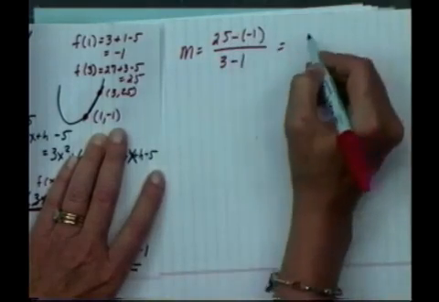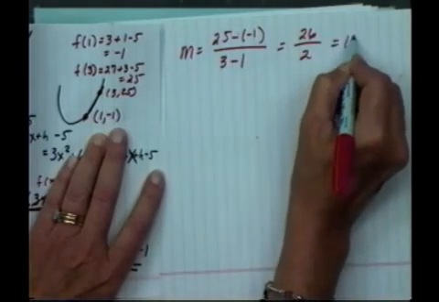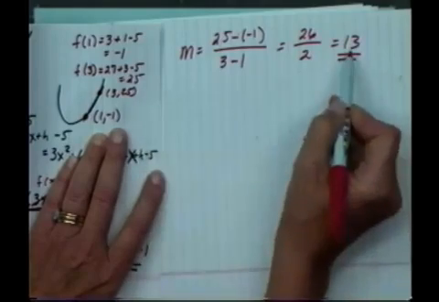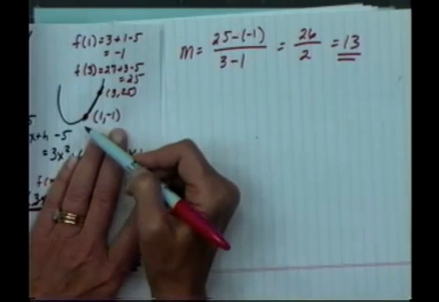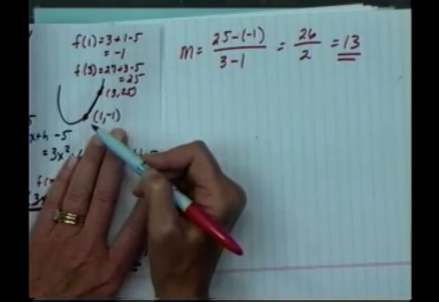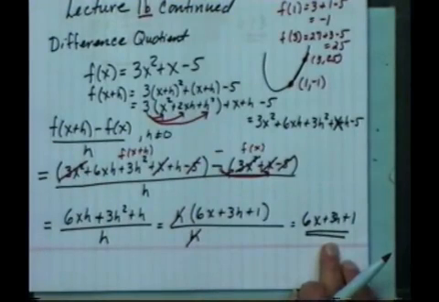25 minus a negative 1 is 26. 26 divided by 2 is 13. 13 would be the slope of the secant line between those 2 points. All right, now what's this got to do with difference quotient? Well, the difference quotient gave me a formula for quickly coming up with the slope between any 2 points on this curve without having to go find every y value.